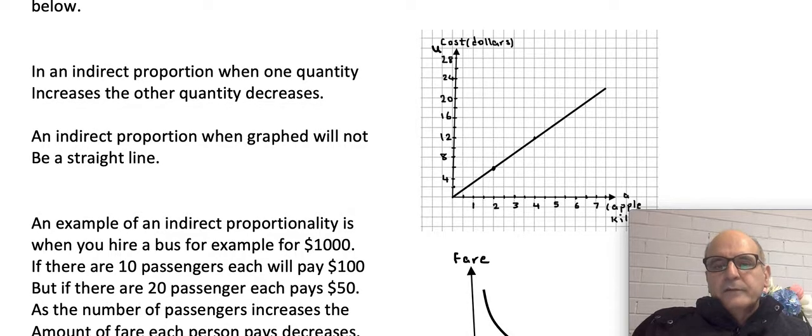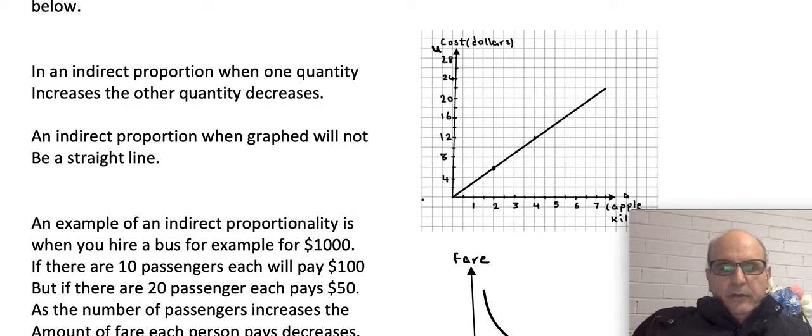Or vice versa. If they tell me we paid, for example, $18, how many kilos did we buy? I start from $18 on the cost, come across to hit the line, and then come down to read the kilos. So we have purchased 6 kilos. That is an example of direct proportion.